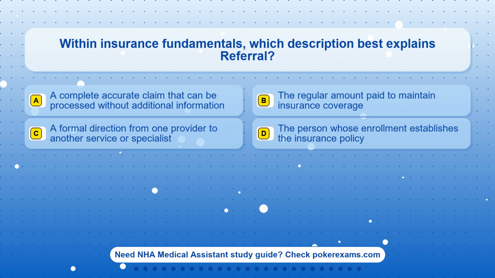Question 5. Within insurance fundamentals, which description best explains referral? Option A. A complete accurate claim that can be processed without additional information. Option B. The regular amount paid to maintain insurance coverage. Option C. A formal direction from one provider to another service or specialist. Option D. The person whose enrollment establishes the insurance policy.